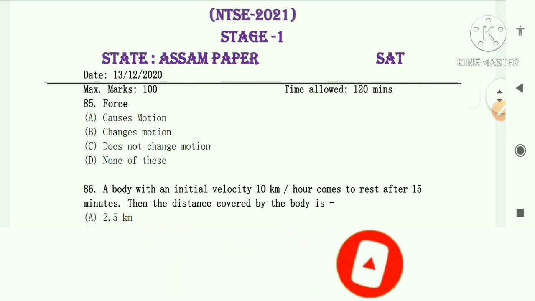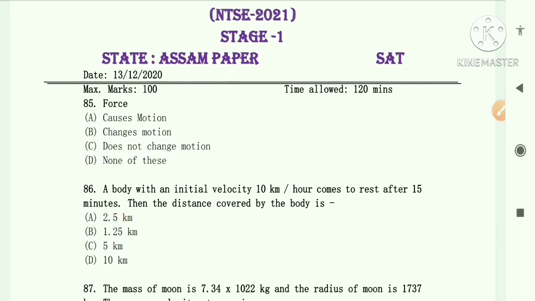Let's start with the first question. 85. Force. Here only one word is given, that is force, and four options are given. Let us see the options. Option A causes motion, option B changes motion, option C does not change motion, option D none of these.